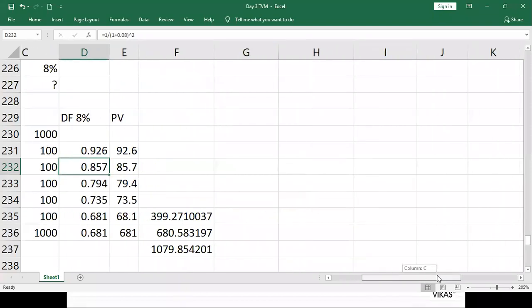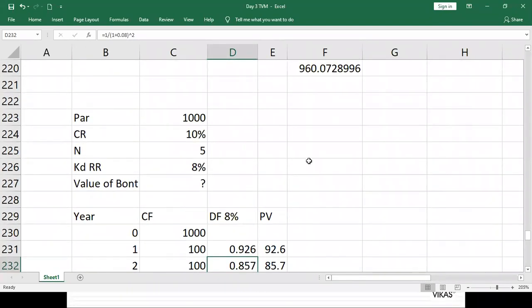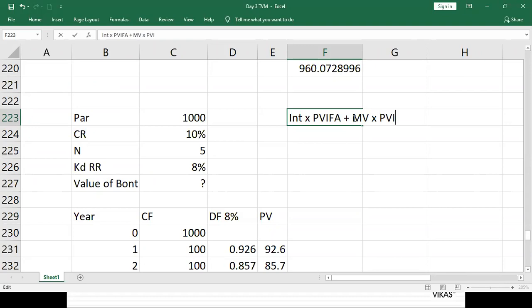Okay. We can use the table now. Here is the same example. Value of the bond equals interest into PVIFA, plus maturity value into PVIF.